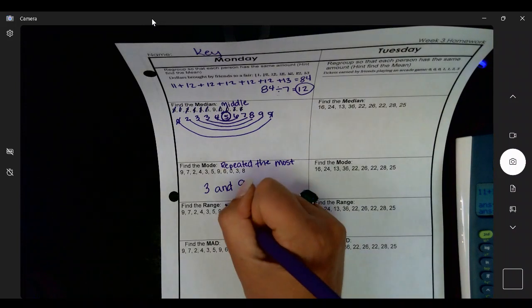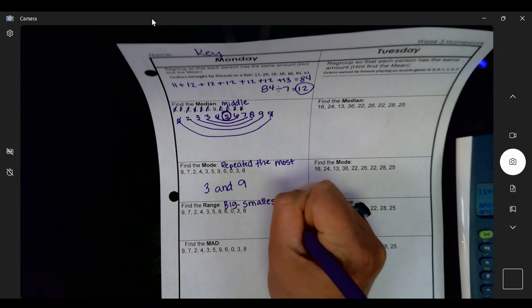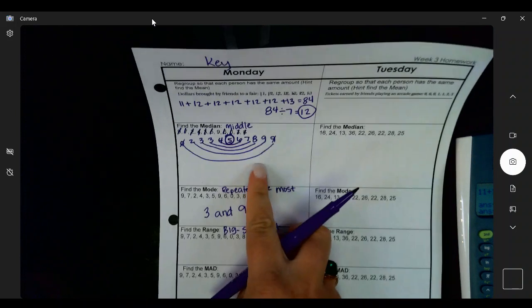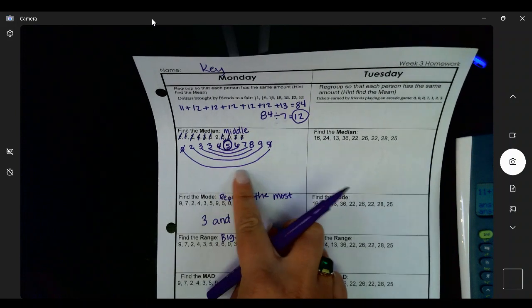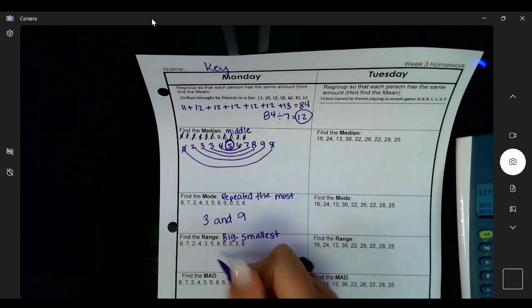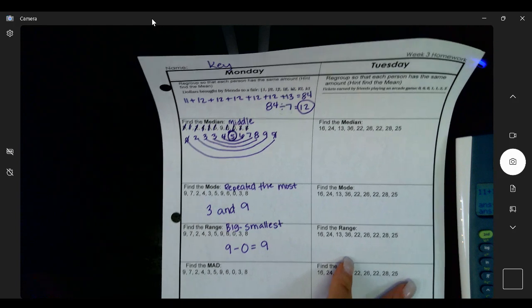Range is the biggest minus the smallest. Remember, it's the difference. So with range, I'm going to go once again back up here. It's going to be easier for me to eyeball the biggest number, which is 9, and the smallest number, which is 0. So it's 9 minus 0, which equals 9. That one, most of you already know kind of how to do it. That one's not that big of a deal.